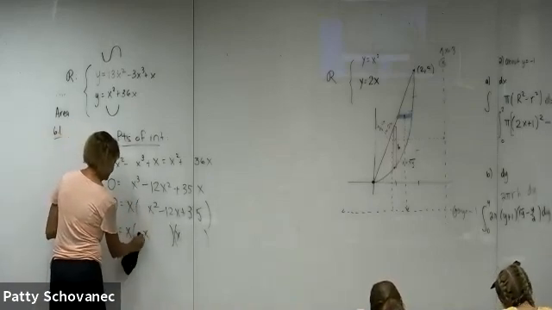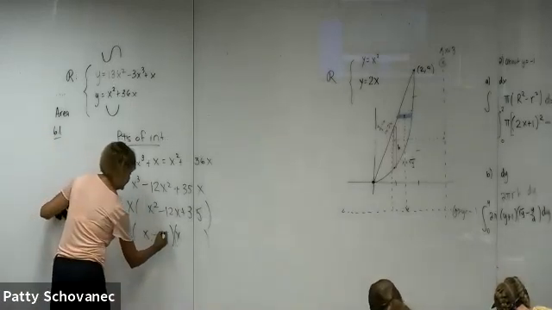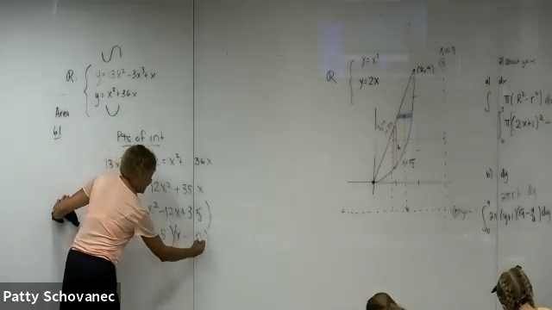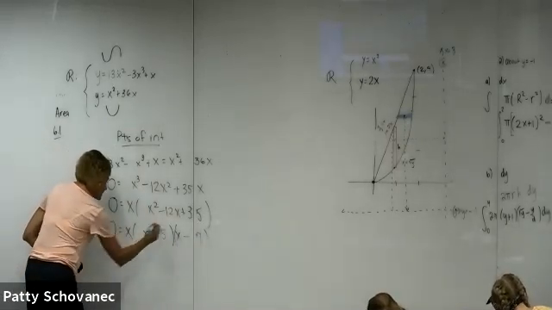Now let's see the factors. 7 and 5 is 12. So minus 5, minus 7. Yay! So they intersect at 0, 5, and 7.